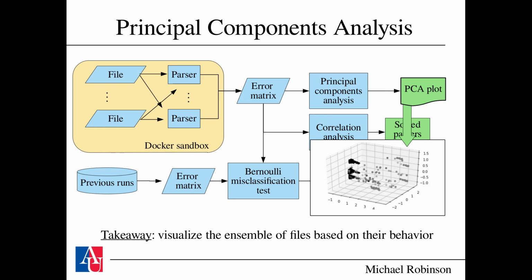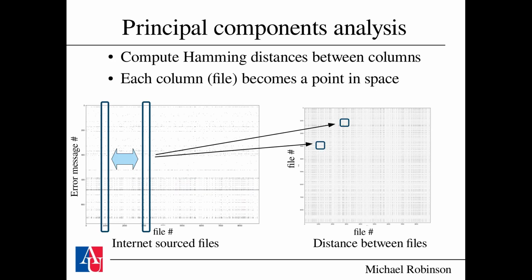Let's try to visualize this. The standard way that you visualize this kind of thing is with principal components analysis. What you do is you grab each column and you look at the pairs of columns and the Hamming distance between them. So you convert your error matrix into a distance matrix, and then you imagine that each of these columns, files, are points in space and try to generate a scatter plot. Principal components analysis is a standard way to do this.